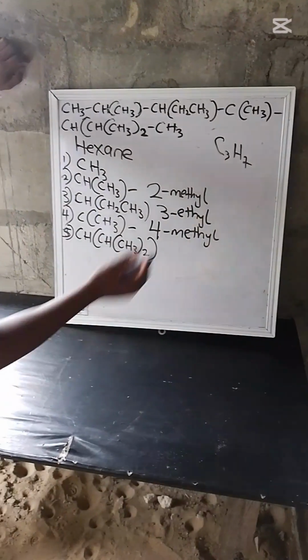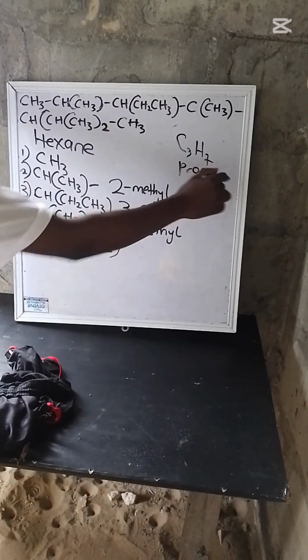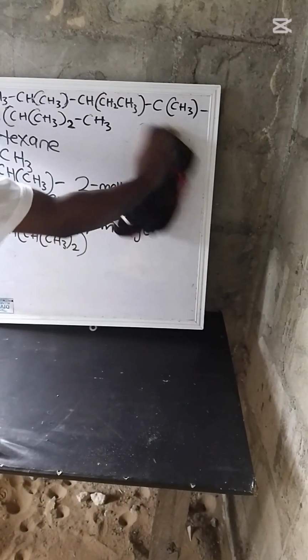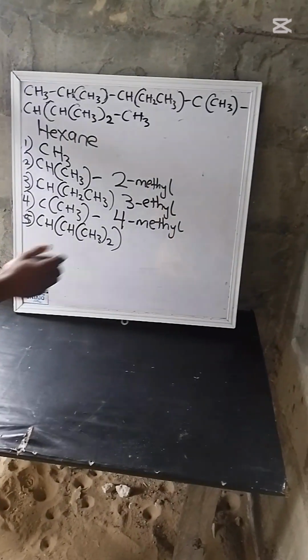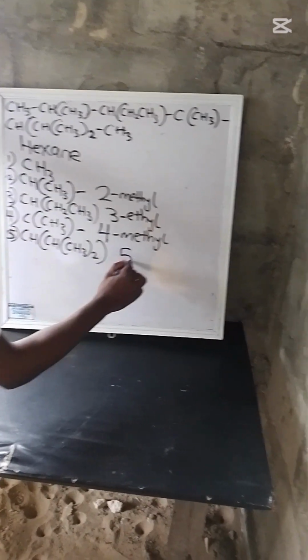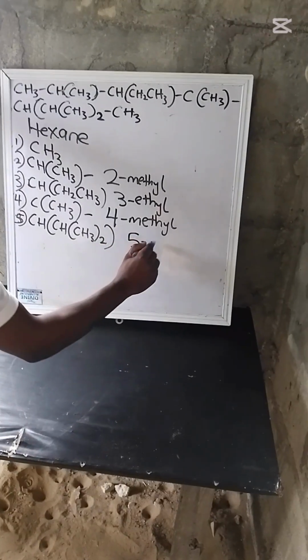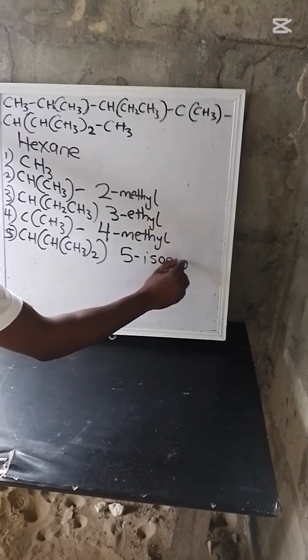Propyl. This will give you what? Propyl. Exactly, propyl. Now, where is it located? On the 5th carbon chain. So we have what? 5. Am I going to write propyl? No. I'm writing what? Isopropyl.